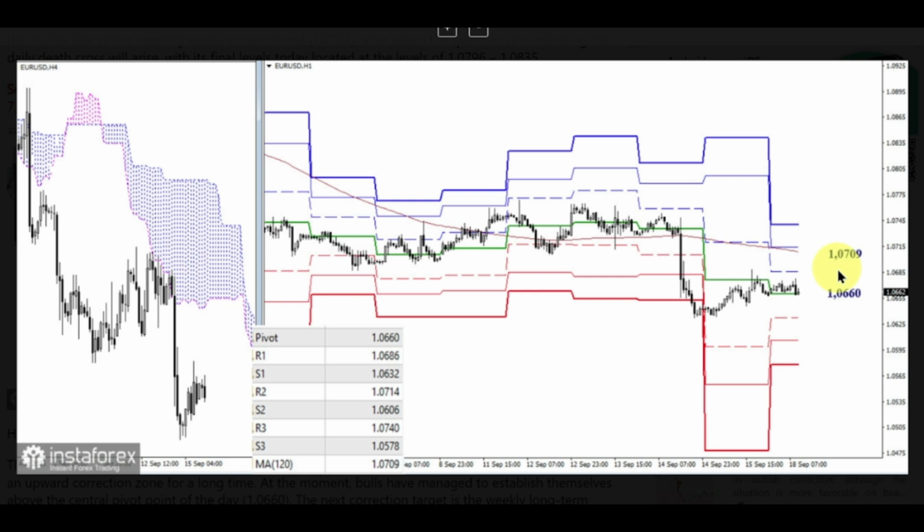Consolidation above and a reversal of the moving average can change the current balance of power in favor of strengthening bullish sentiments. The completion of the correction and the resumption of the downward trend will bring the supports of the classic pivot point back into relevance: 1.0632, 1.0606, 1.0578.